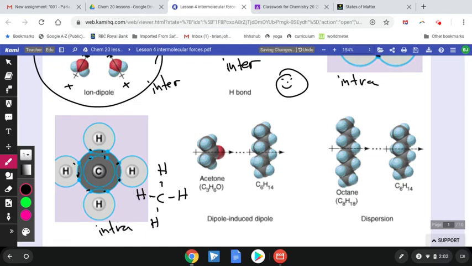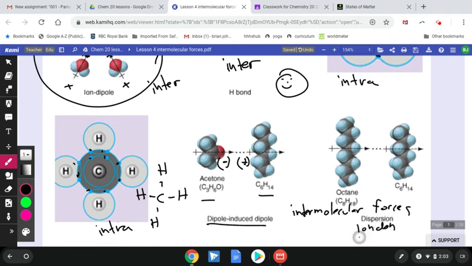And the force that is attracting these neighboring molecules, this is the negative side of the acetone attracted to the positive side of hexane and octane and hexane over here. So these are intermolecular forces, and they're actually specific types, what we call dipole-dipole and London dispersion, and we'll go through those in our lesson today. So let's rock and roll.